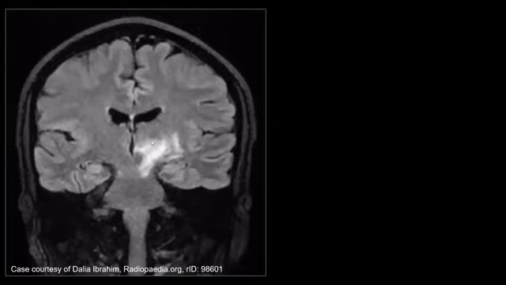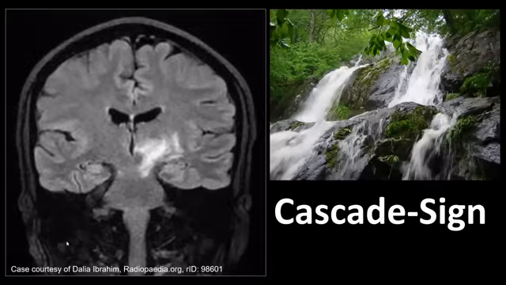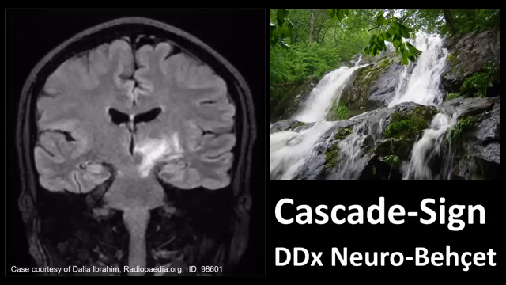Here we see a patient with an area of edema. This area of edema is located in the left thalamus and extends into the left cerebral peduncle of the midbrain, or the mesencephalon. It looks a bit like a waterfall or a cascade, and it's called the cascade sign. This should make you think neuro-Behçet disease.